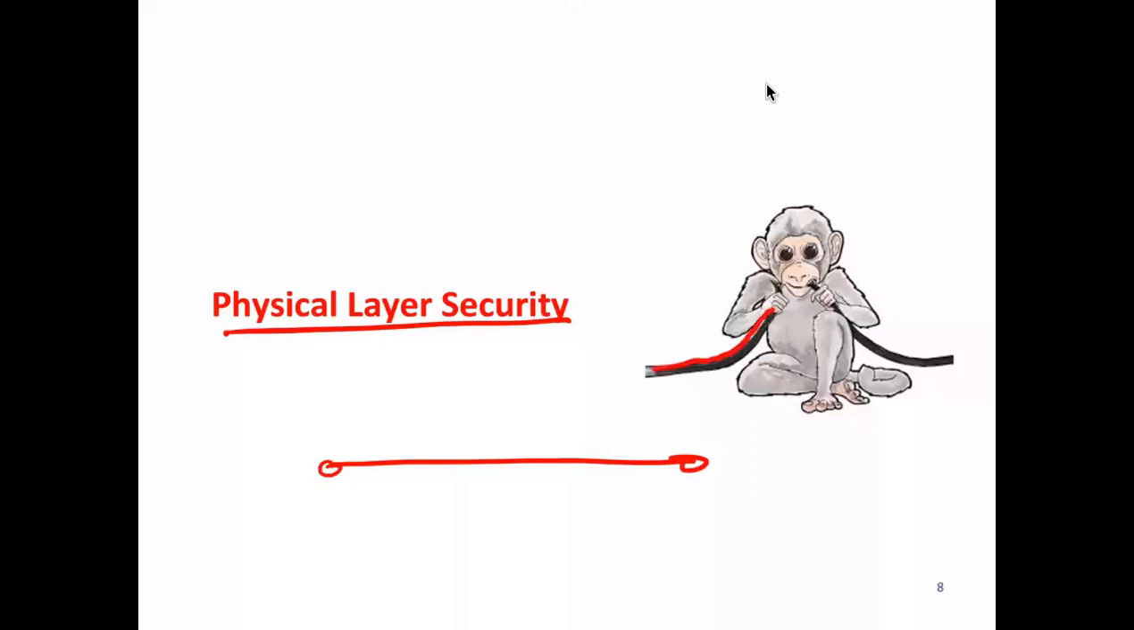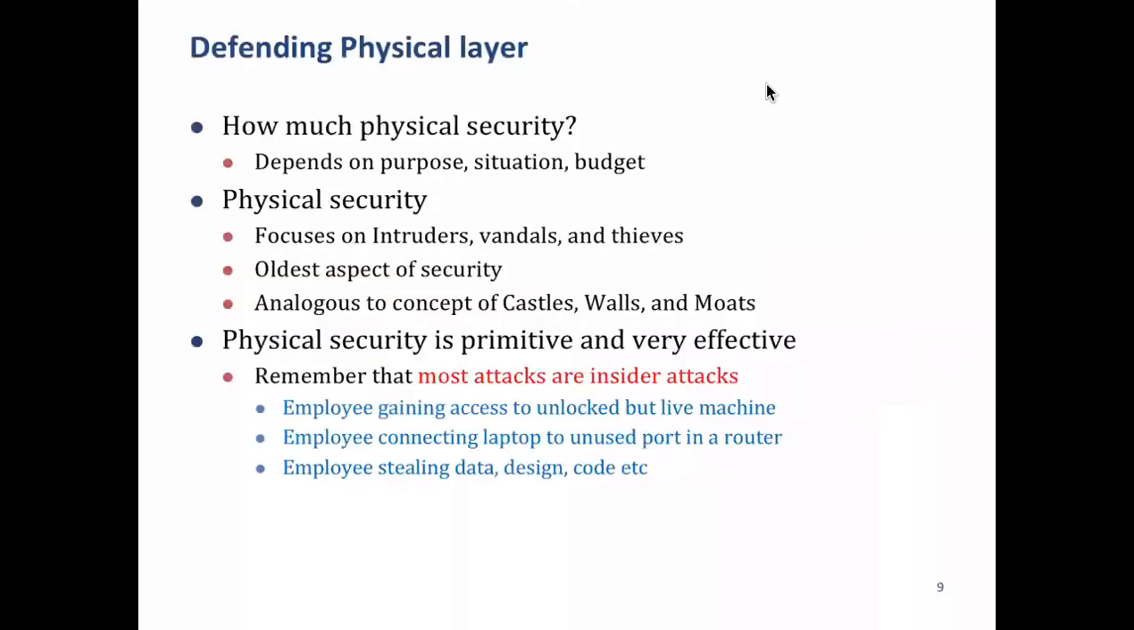And the monkey, of course, is a very interesting character and loves certain things, right? And then cuts the cable, then it's gone. Whatever protocol you run inside will not work. Okay, all right. So the question is, to defend the physical layer, what all can we do? That totally depends on budget, situation, and the purpose.